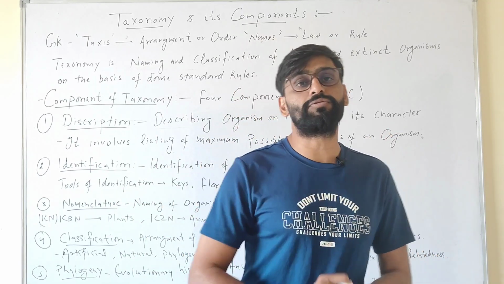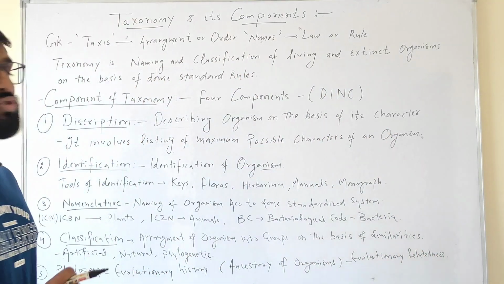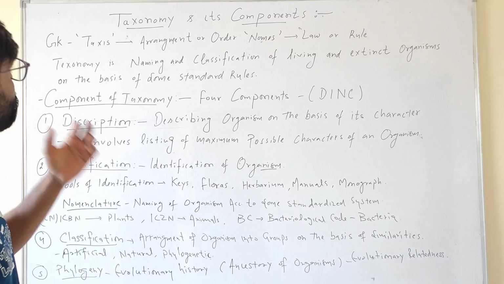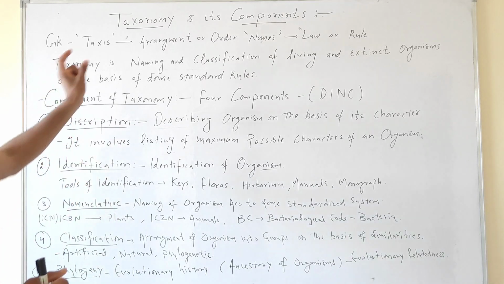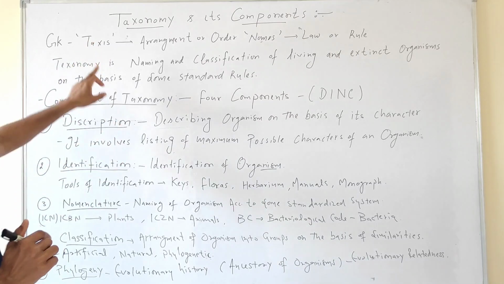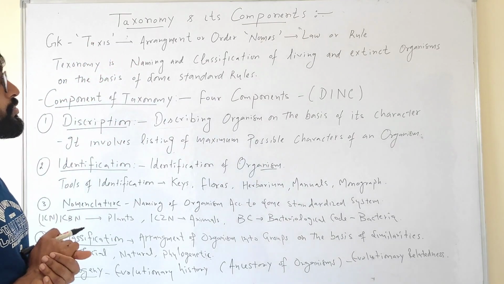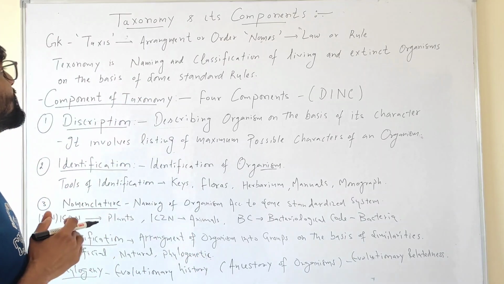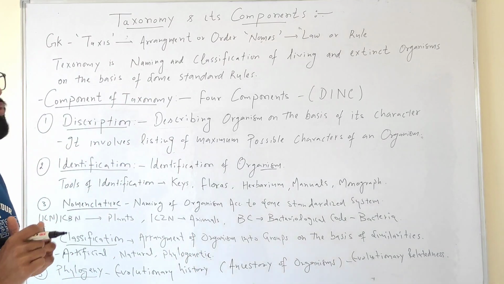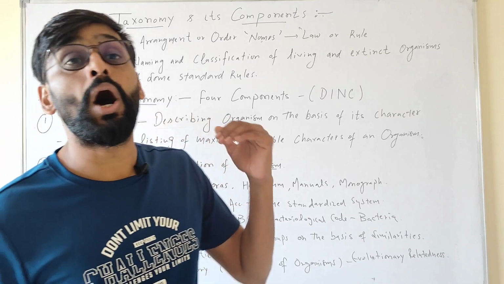Sam's Biology. In this video, we will discuss taxonomy and its components. So first, what is taxonomy? Taxonomy is a Greek word. It is a combination of two words. Taxis means arrangement or order. Nomos means law or rule. So taxonomy basically is arrangement or order according to law or rule.